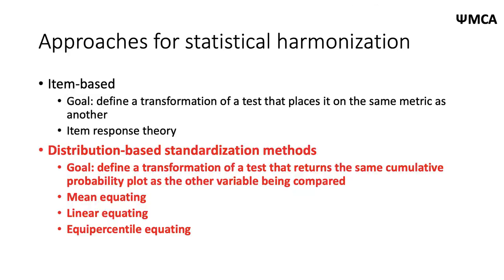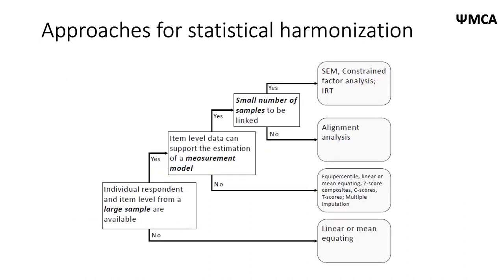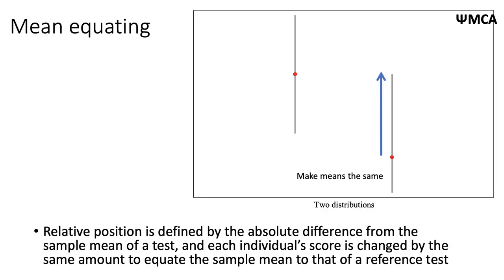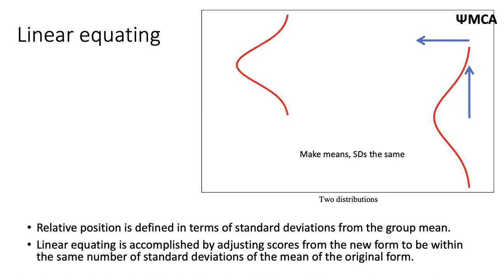So briefly, I want to talk about distribution-based approaches for harmonization. I've talked about this box up here, and I'm going to cover this long after I've been told to stop, but it's okay. So, mean equating. You basically subtract off the mean of a new score in order to equate the means. It's very basic, and you can derive scores that have extreme values. Linear equating, you make the means and the standard deviations the same.